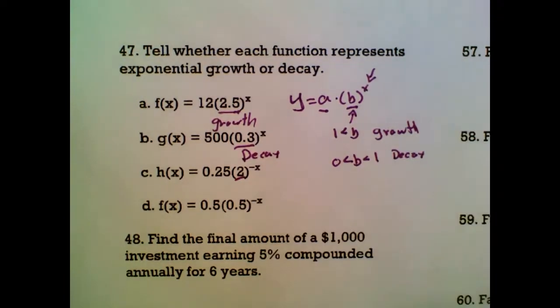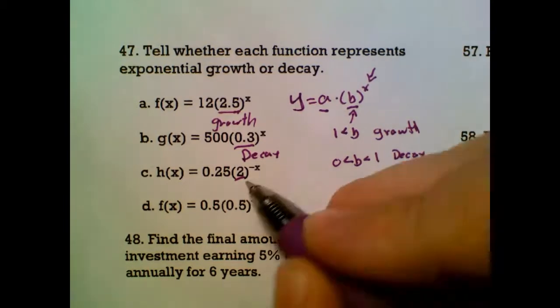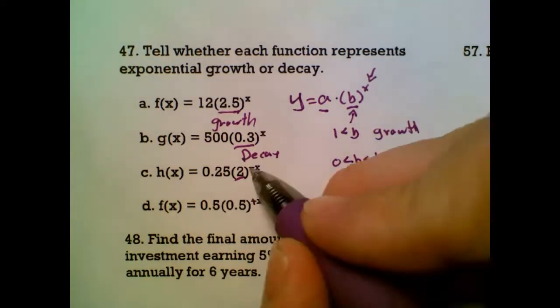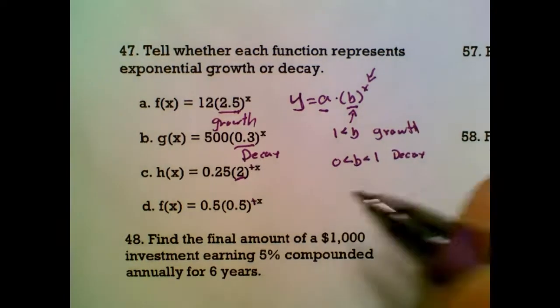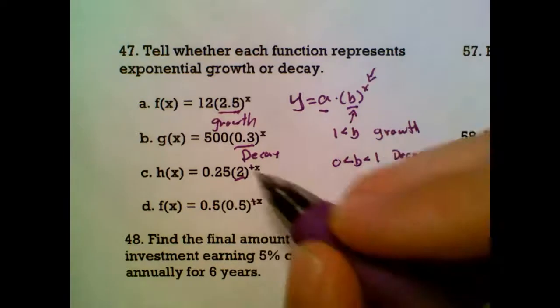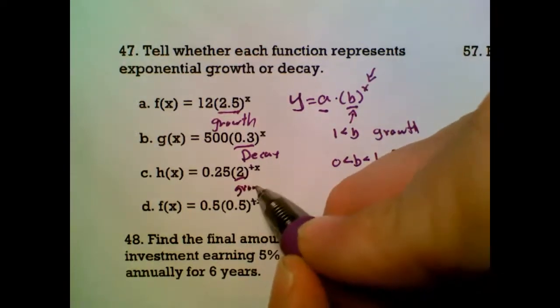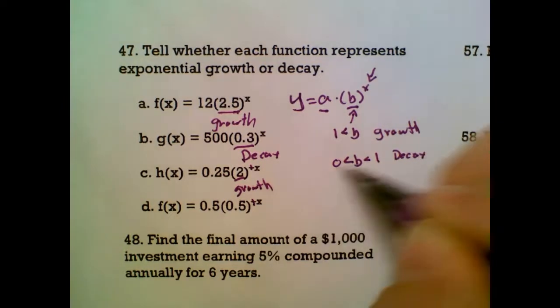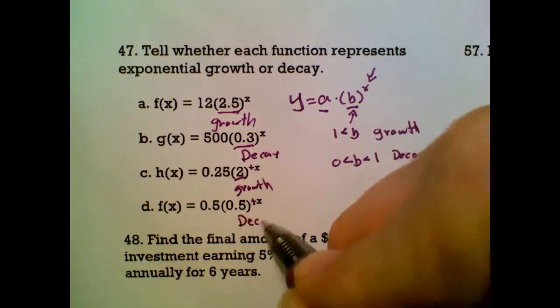Look at this one. Here we got 2. Oh, look at that, they try to sneak in this little negative thing. I'm going to get rid of that. Ignore that. Because it's 2, we're talking bigger than 1, so this is growth. And because it's 0.5, we're talking between 0 and 1, and therefore it's decay.